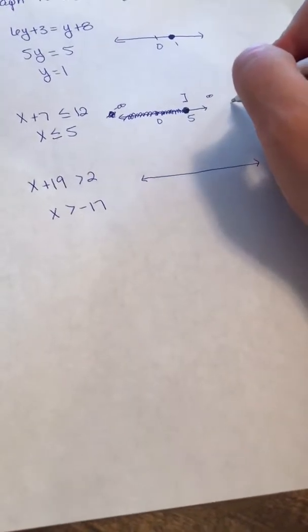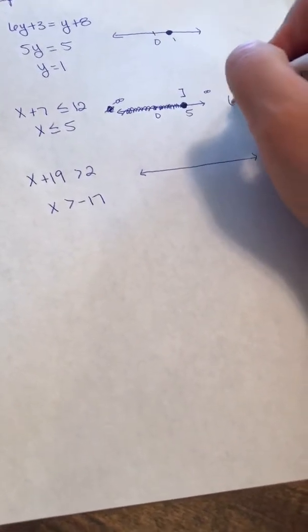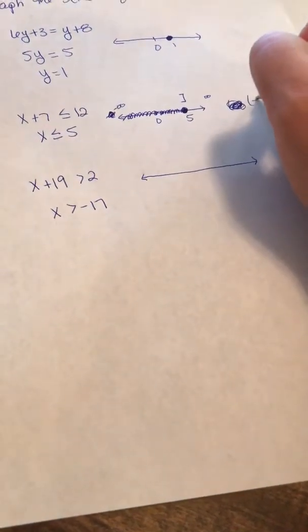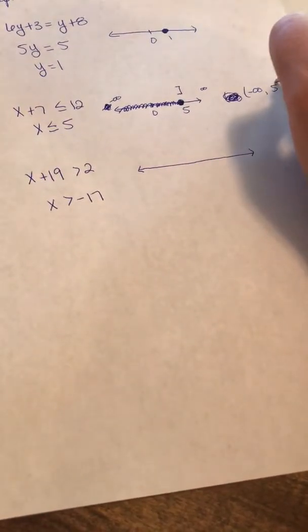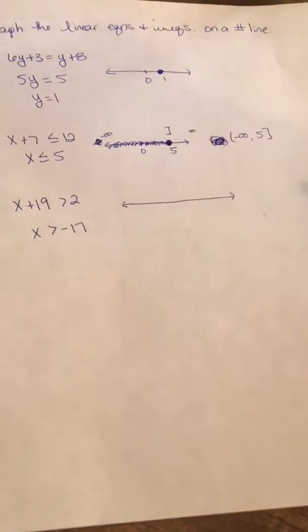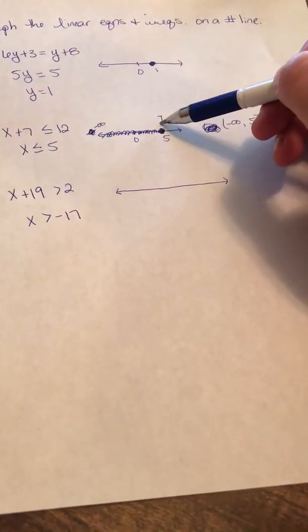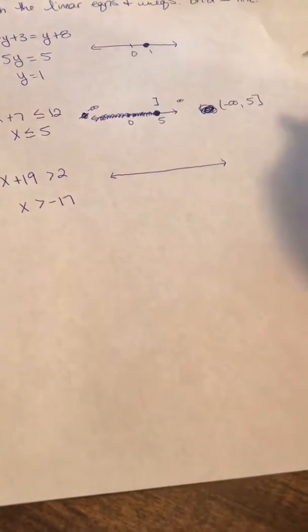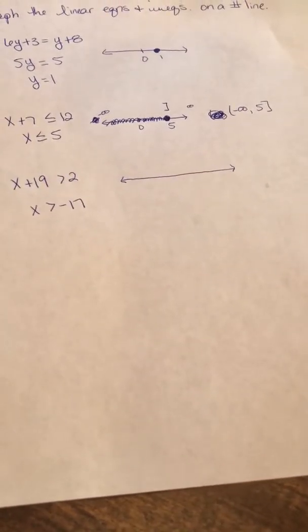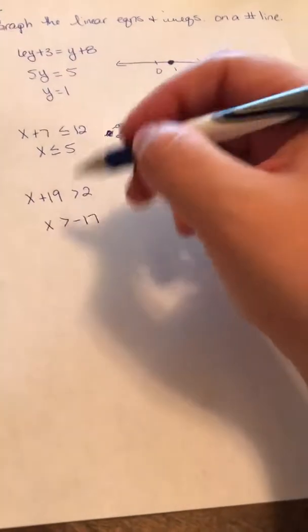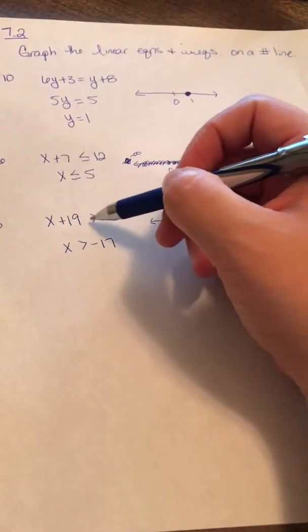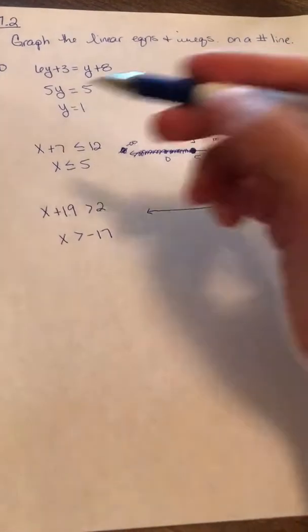So if you wanted to say negative infinity to 5 with a bracket, that's fine. Just backing up to the other one for just a second. That's why some people prefer to do brackets and parentheses, because then it gives you the interval notation as well. So it's up to you. So anyways, subtract 19, 2 minus 19 is negative 17. So x is greater than negative 17.